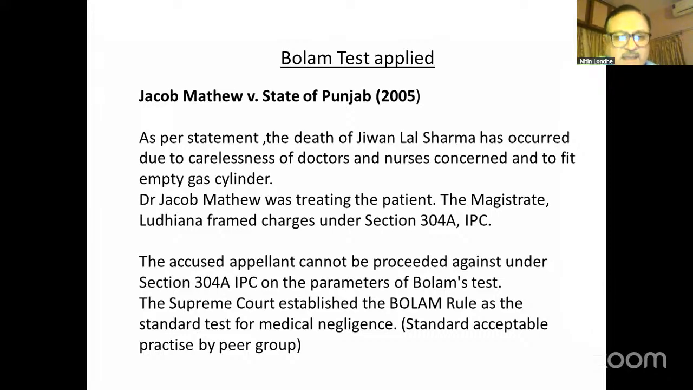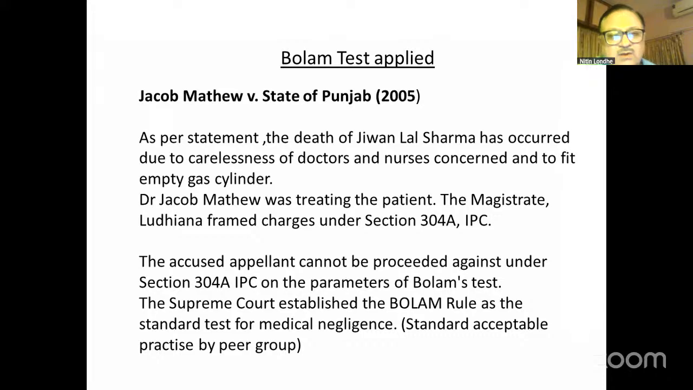The Bolam test is basically a test wherein the court suggests that if the peer group accepts what is being told to the patient, and what has been conveyed to the patient as part and parcel of consent, then it is acceptable to the law.